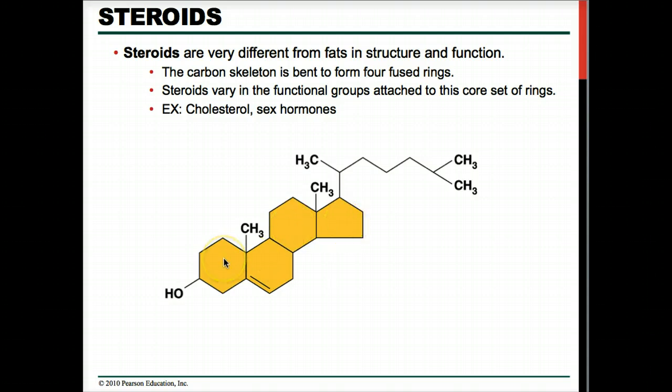4 fused rings. Steroids vary in the functional groups that are attached to these rings. So here's a CH3, here's an OH, here's a long hydrocarbon chain. By changing what we call these functional groups that are attached, we actually change what the steroid is. 2 common examples of steroids are cholesterol and your sex hormones. You guys are probably familiar with the artificial term of steroids, where you're injected into your cells to grow big old muscles. But there are natural forms of steroids that are important for cells as well.